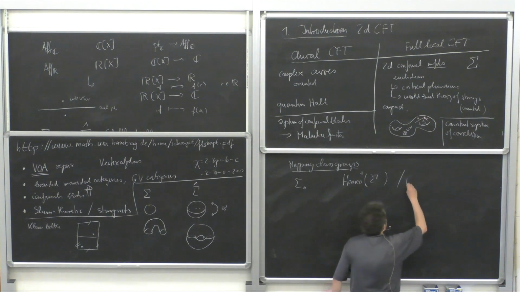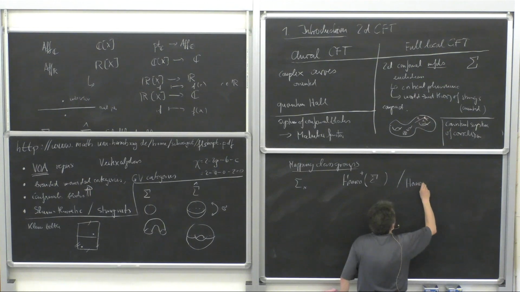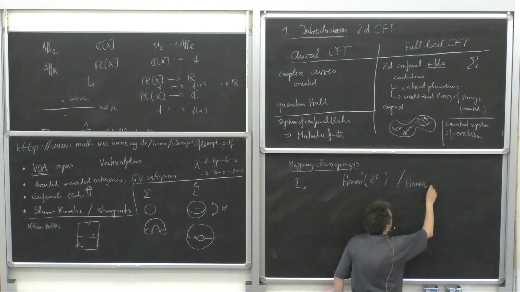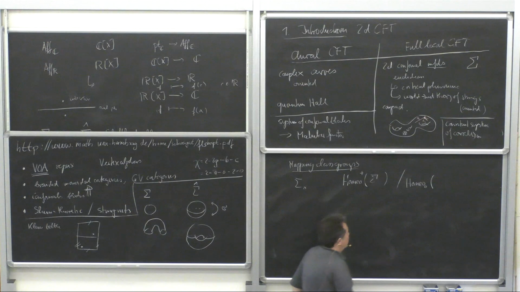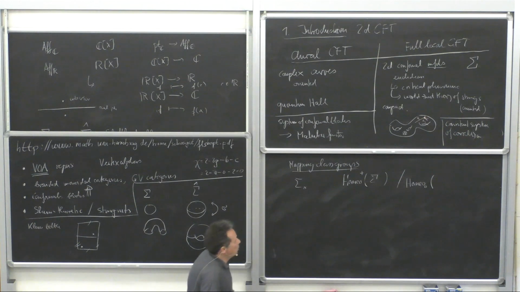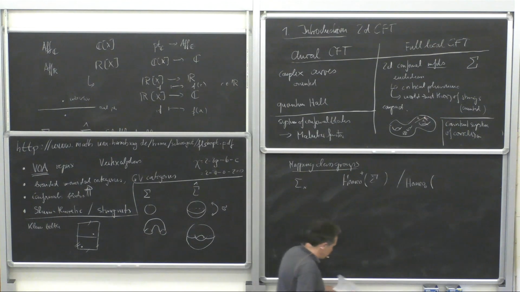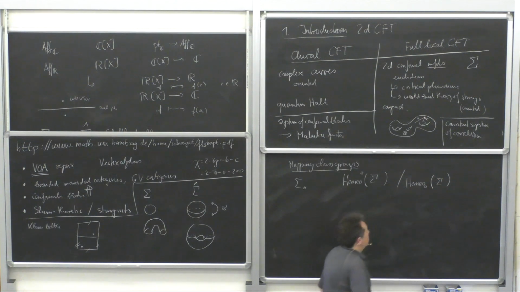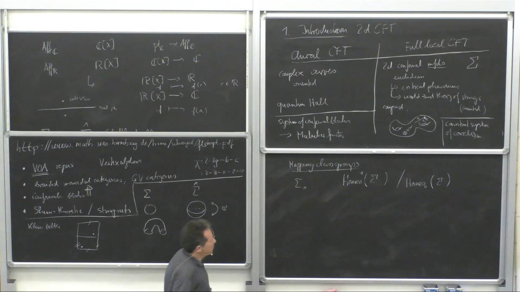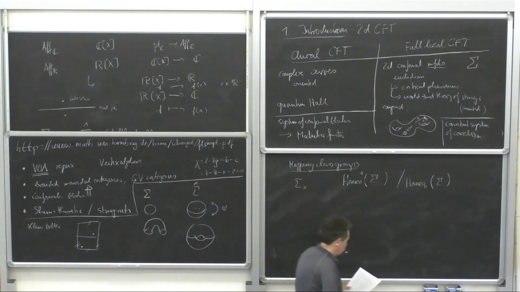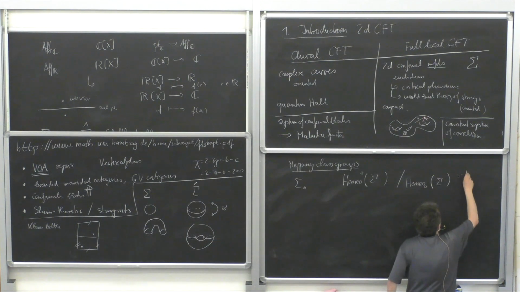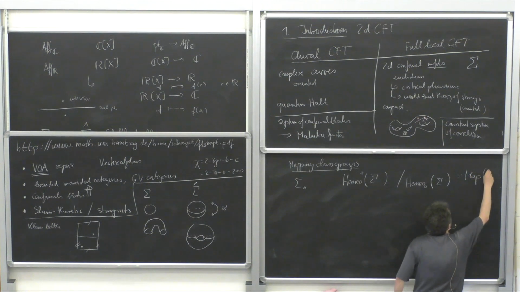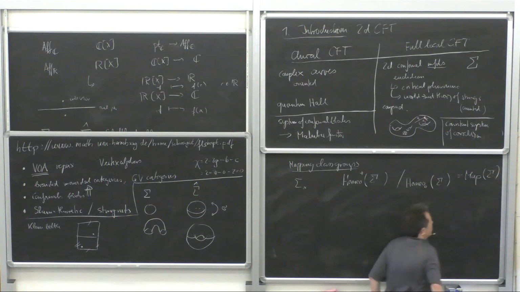Then you can talk about the connected component. So of those homeomorphisms that can be deformed to the identity, it turns out to be a normal subgroup. So this thing is, in fact, a group, and that's what's called the mapping class group of sigma.